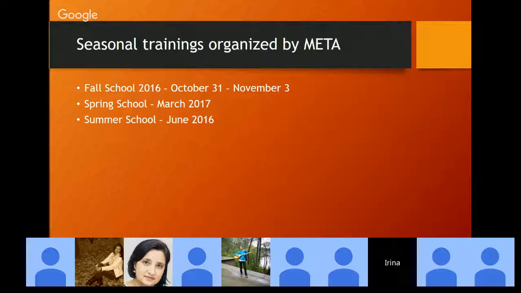Seasonal trainings organized by the Moldovan English Teachers Association. So we have fall school, spring school, and summer school. This is when you have vacation in schools and you have more free time to go to different trainings. For fall school, we already have the date set. This is October 31st to November 3rd.